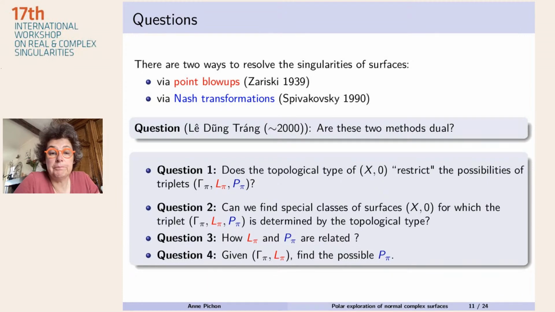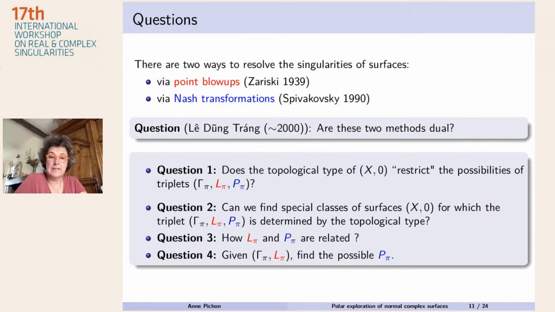And now let me make this question a little more precise. The first natural question, when you see that the Nash transform is related with the family of generic polar curves and the blow-up of the origin is related with the family of hyperplane sections, so the first natural way to go is to consider questions around the triplet gamma pi, L pi, and P pi.